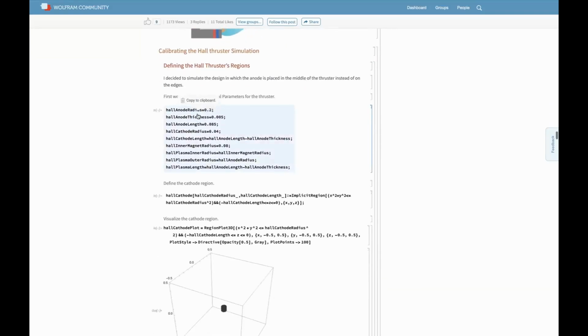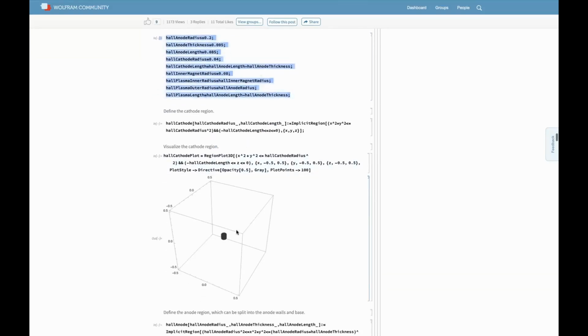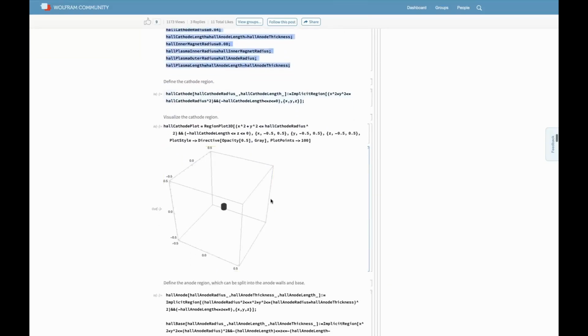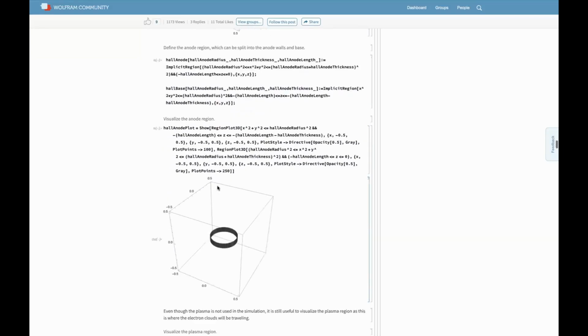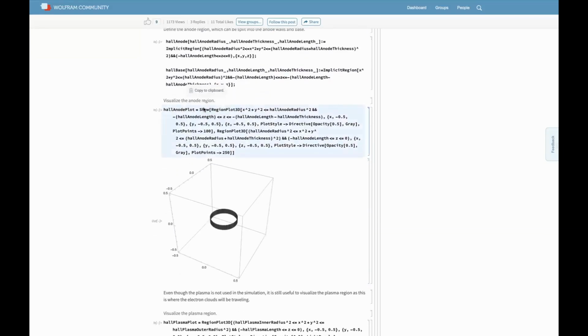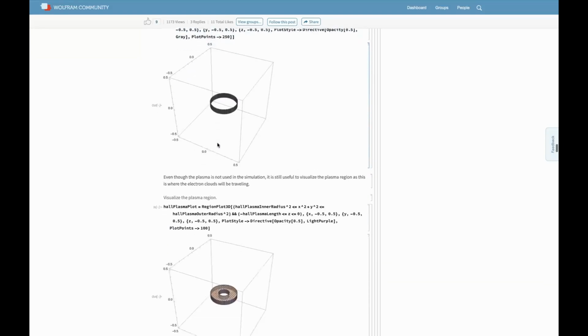So I did the same thing. I defined all the basic parameters, radii and thicknesses, to create a first initial simulation. And we can just skip through these. This is the cathode region, and this is the anode region of the Hall effect thruster.